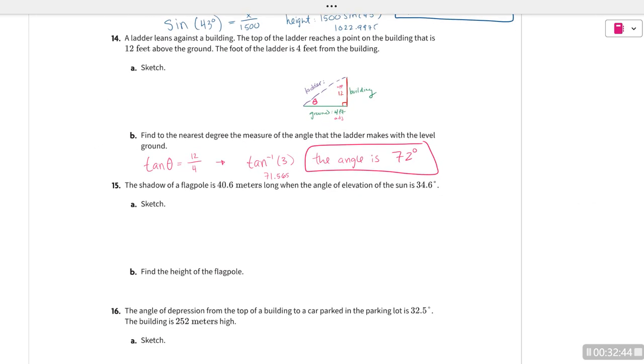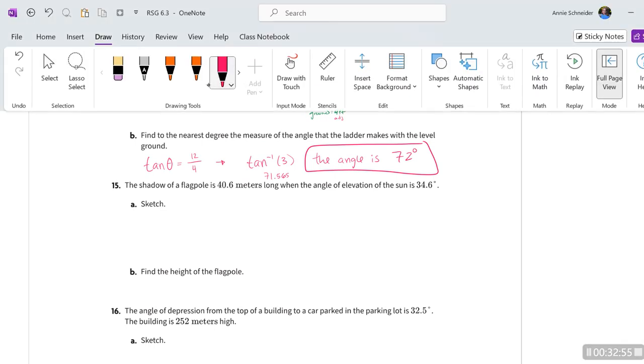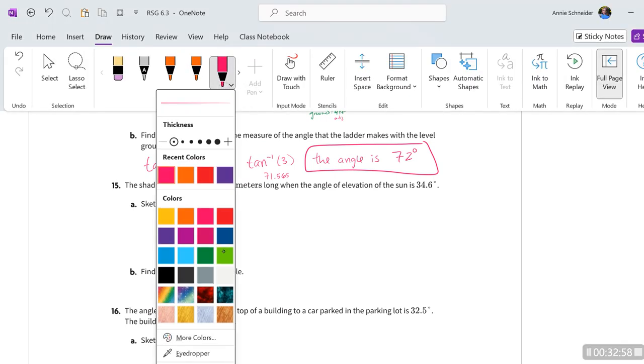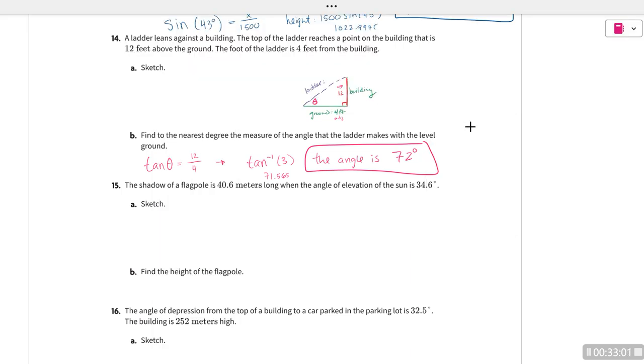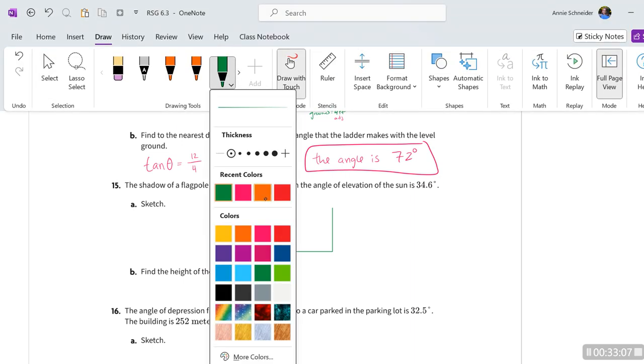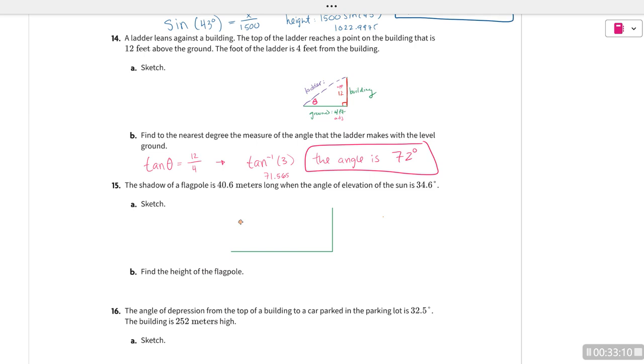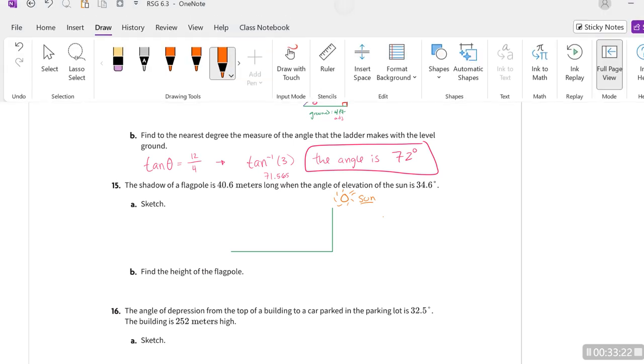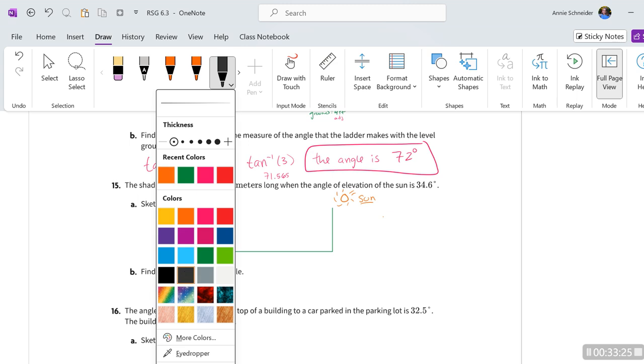Okay, question 15. So the shadow of a flagpole is 40.6 meters long when the angle of elevation to the sun is 34.6. So let's draw this sketch. Okay, let's do green again. I guess we have some ground in here. So let's put the sun. We'll do the sun in an orange color. Why not? So here's our sun. Okay, so the shadow of a flagpole. So this is our flagpole here. Let's see, flagpole.